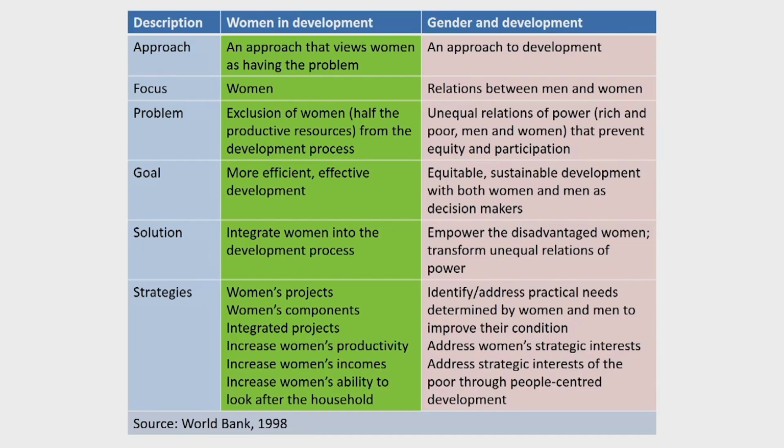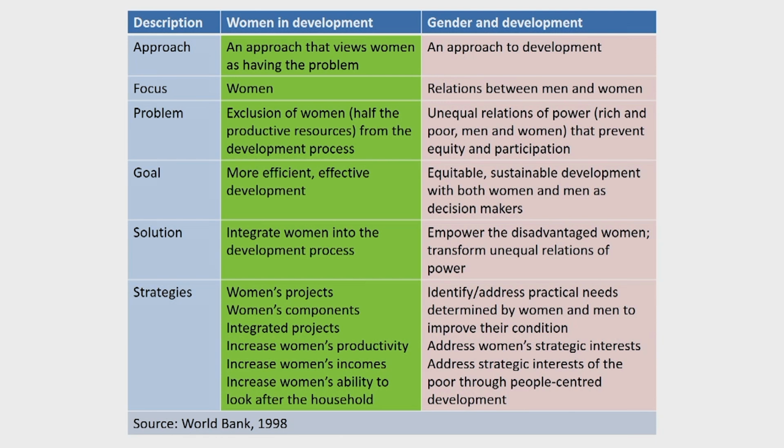With respect to problems, Women in Development looks primarily at the exclusion of women from the development process. So they are looking at the exclusion of women, also meaning the exclusion of half the productive resources from the development process, whereas Gender and Development looks at the unequal relations of power, be it rich and poor, men and women, that prevent equity and participation of different people in a development process.